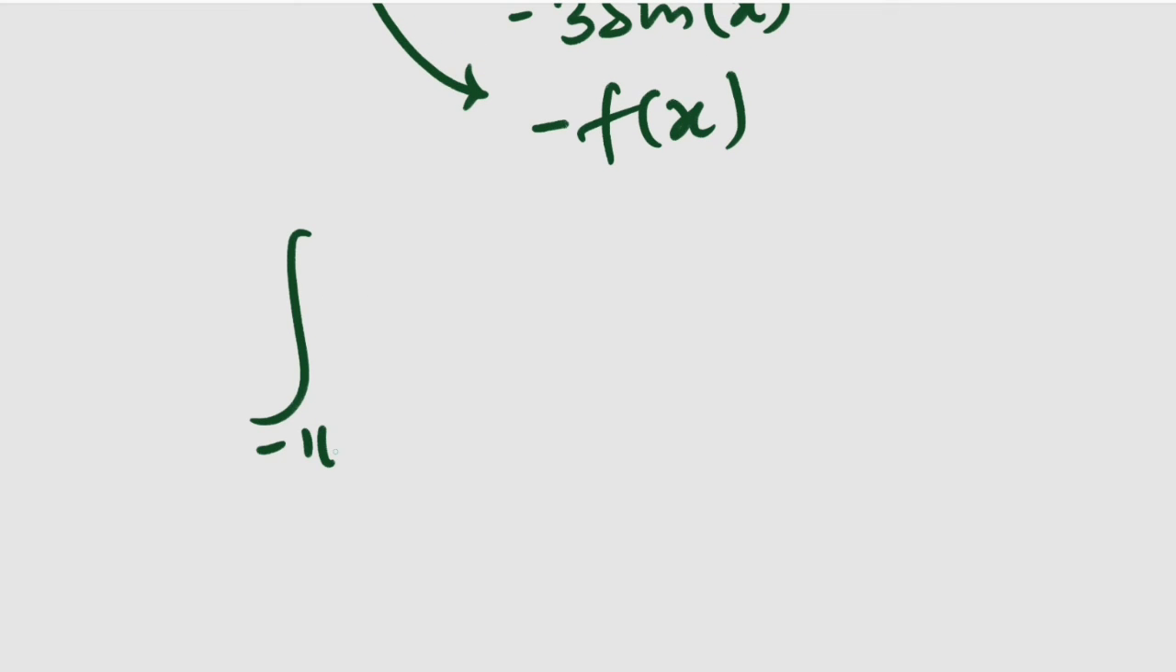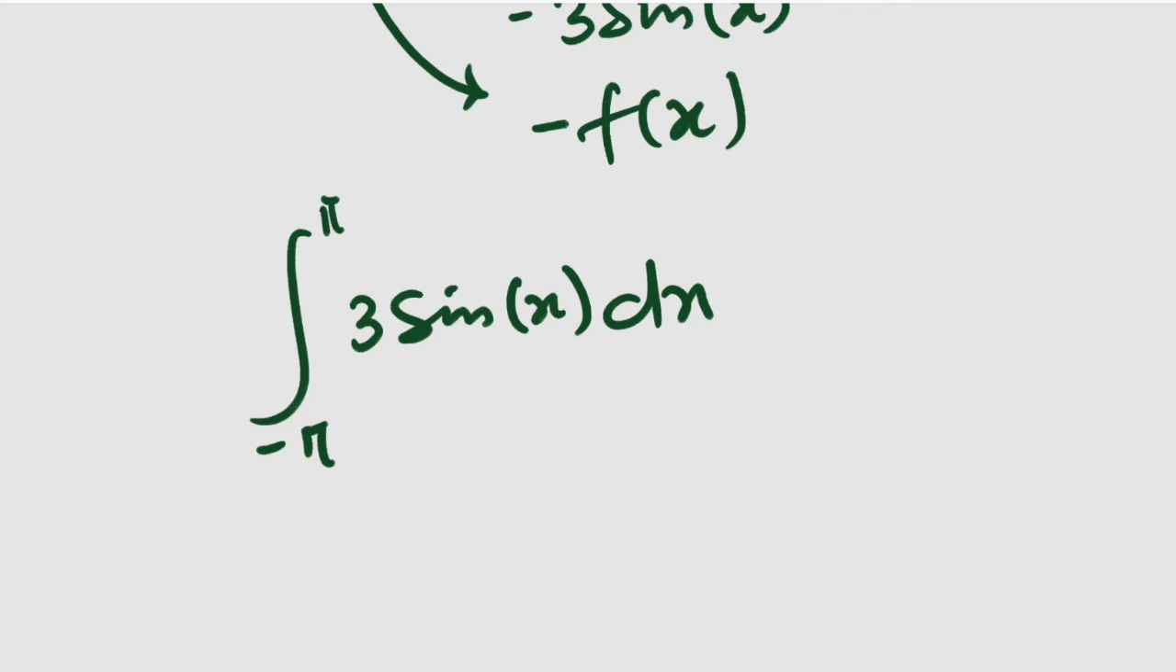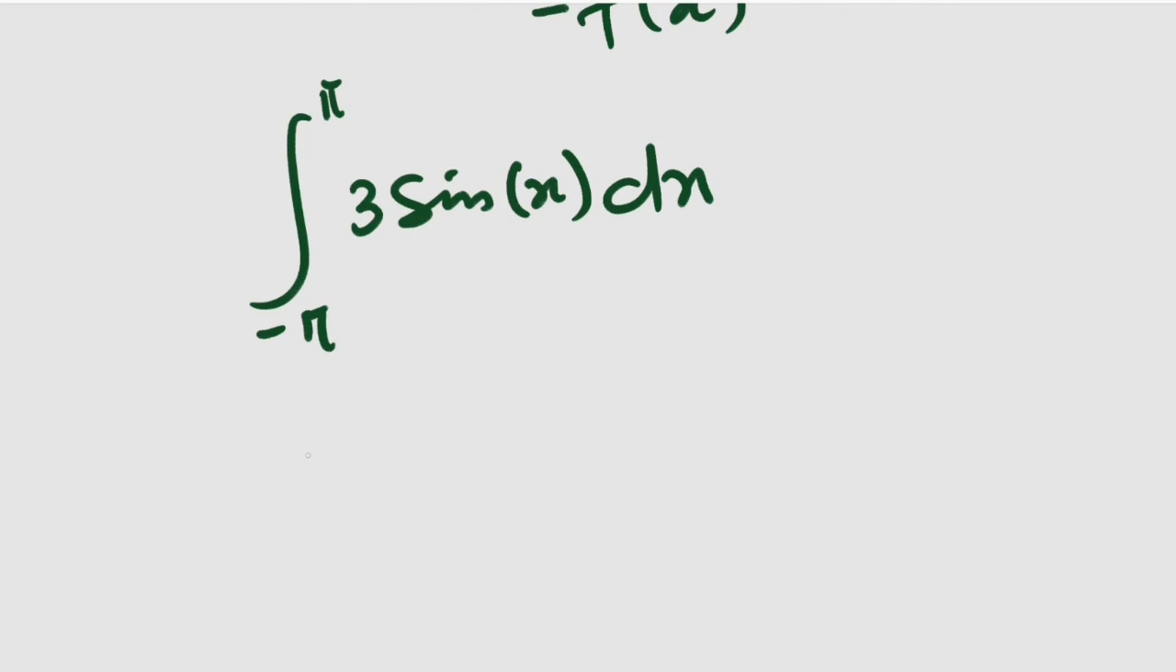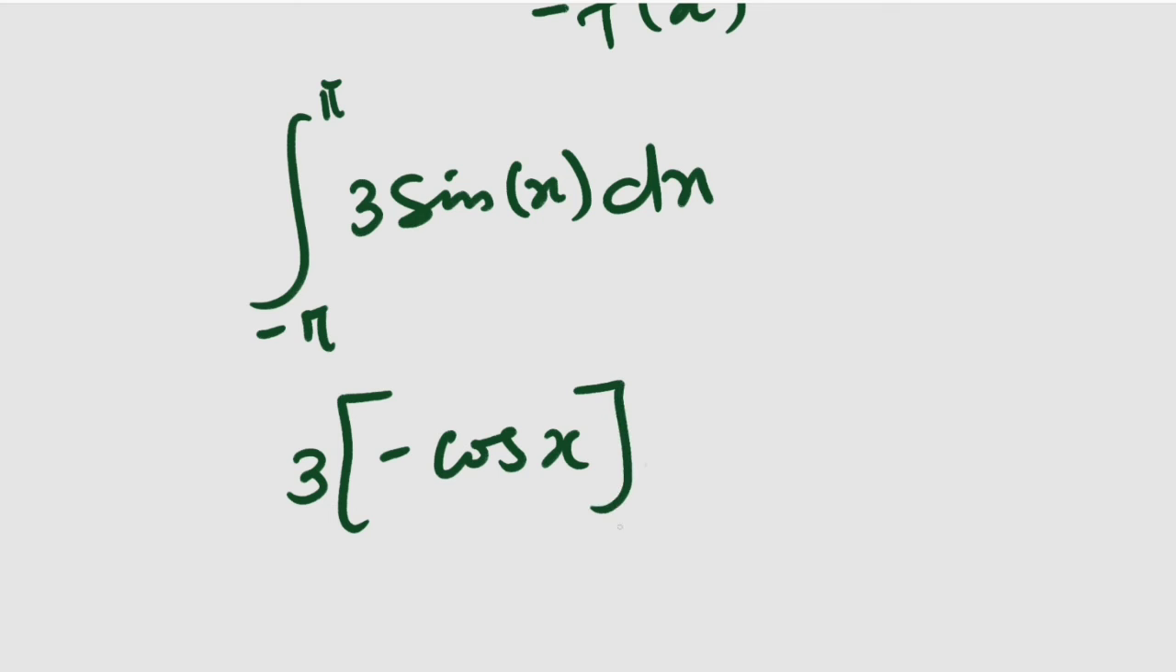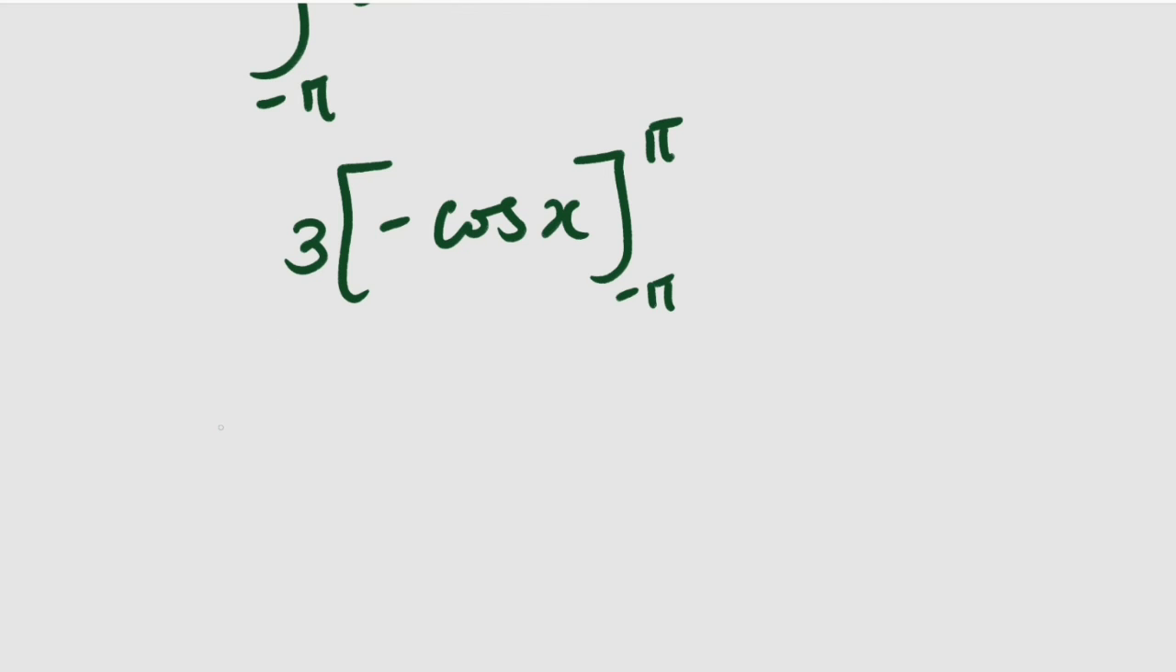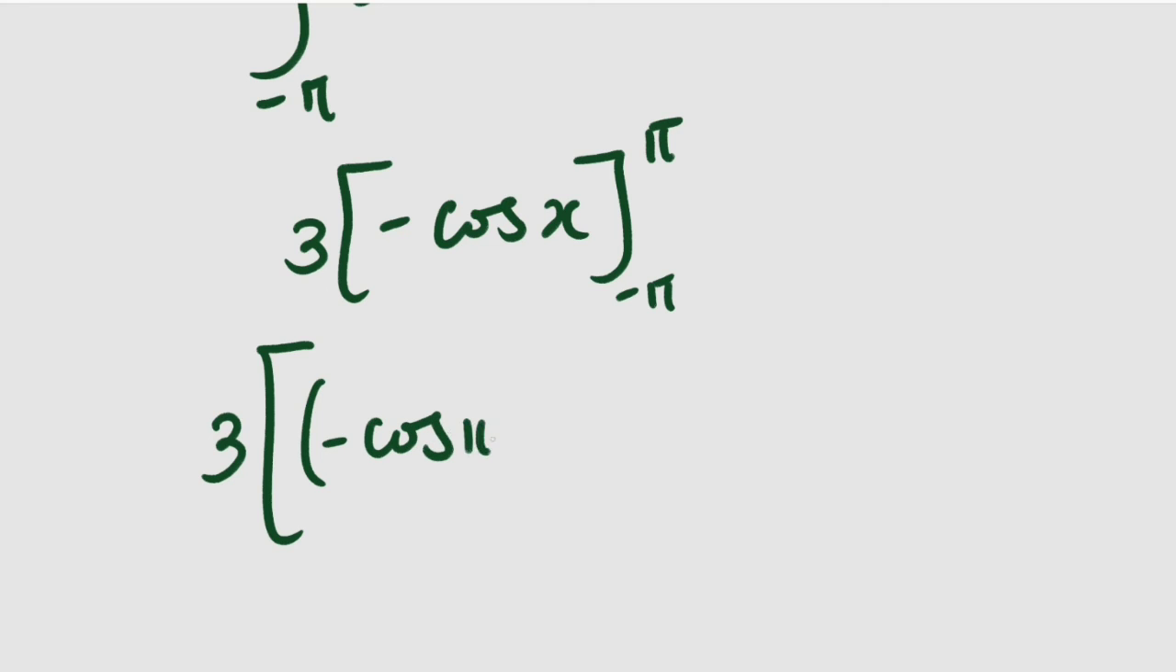We want to integrate from negative pi down to pi of the function 3 sine x with respect to x. 3 is constant, so you bring it out. So you have 3 multiplied by the integral of sine x, which is what? Negative cosine x. The boundary from negative pi down to pi. So let's substitute the upper and the lower boundary. This is 3 multiplied by negative cosine of pi minus the lower boundary will be what? Minus cosine of negative pi.